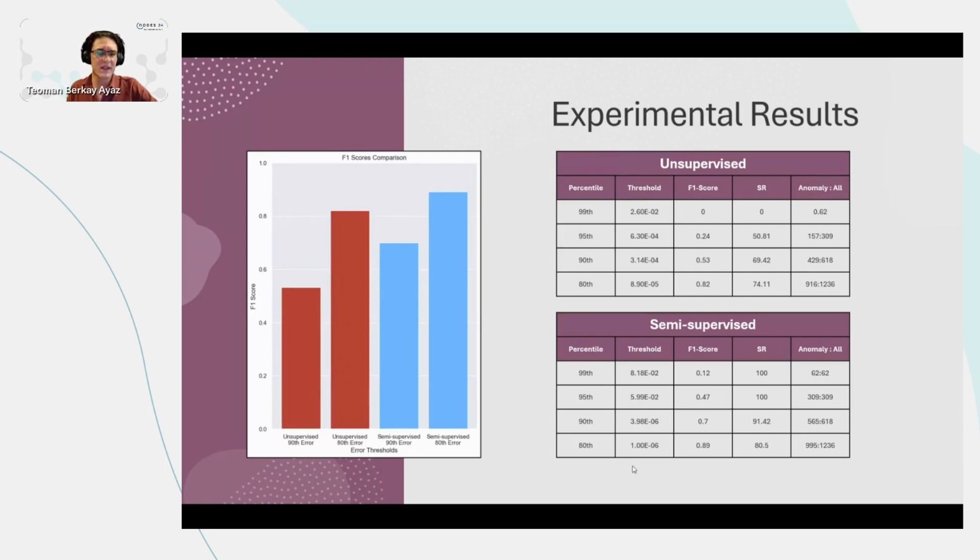So the data set with the anomalous subsequence labels contained a total of 995 anomalies, and we can also see that the semi-supervised model, even at the 80th percentile, was able to detect all the 995 anomalies within the dataset. So in conclusion, we can say that the applied semi-supervision is a good enhancement to the performance of the model.